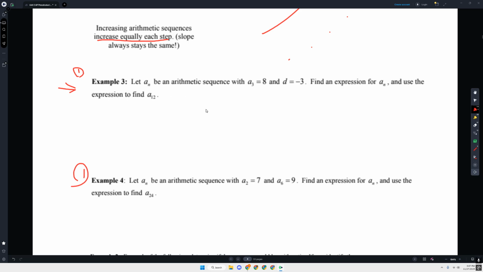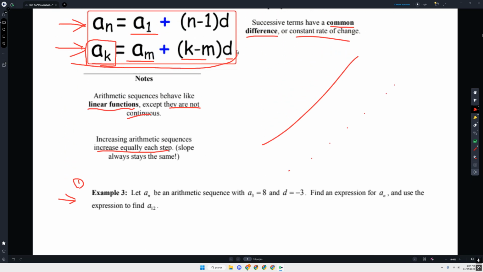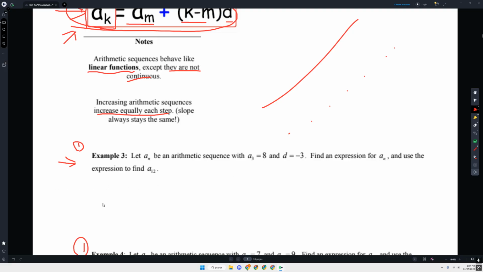So for this one, we will be using this formula, a_k equals a_m plus (k minus m) d. Pretty much means you start at a certain term and you end at a certain term. So for this one, we're trying to find a_n first. To find a_n, you start with a_3 equals 8, so we know our third term is 8, and our common difference is -3, so we're going down by 3. That means our second term is 11, and our first term is 14.